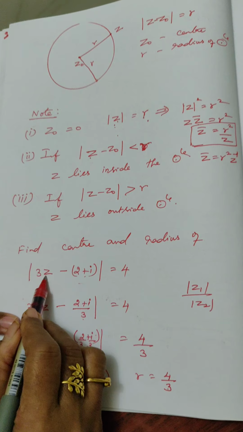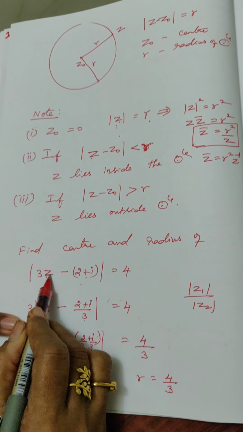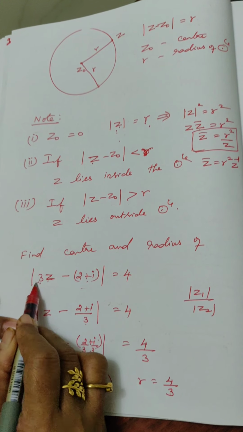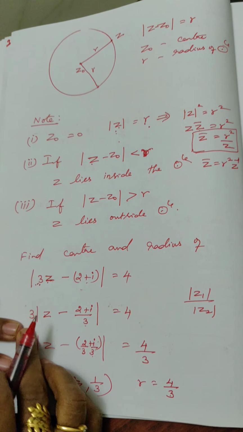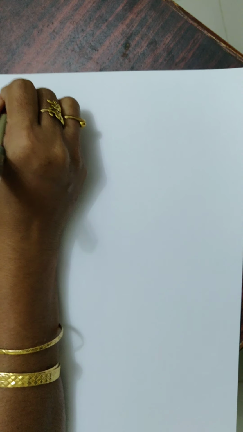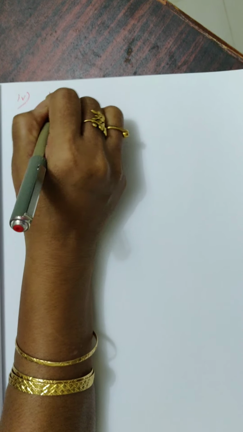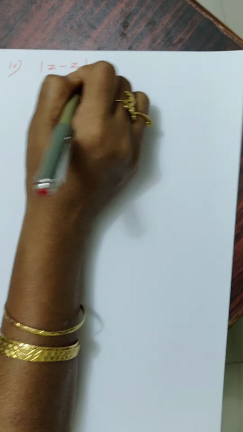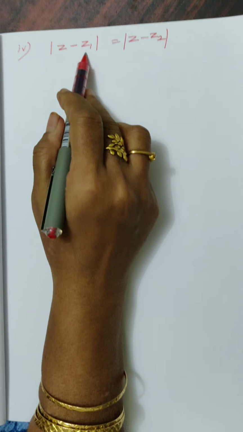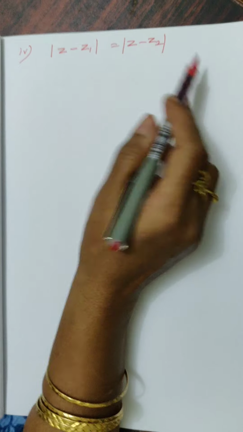Please note that the z coefficient must be 1. If any number comes before z, we take out that number and make the coefficient of z equal to 1. Clear now? Next one. Let us see one more note. What will happen if modulus of z minus z1 equals modulus of z minus z2? What is the locus? We are interested in finding out modulus of z minus z1 is equal to modulus of z minus z2.